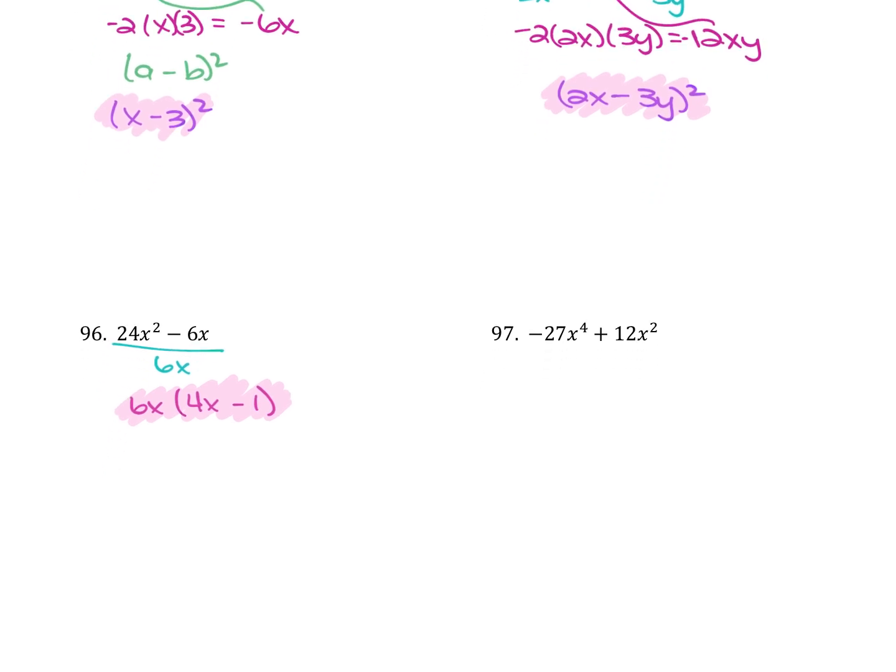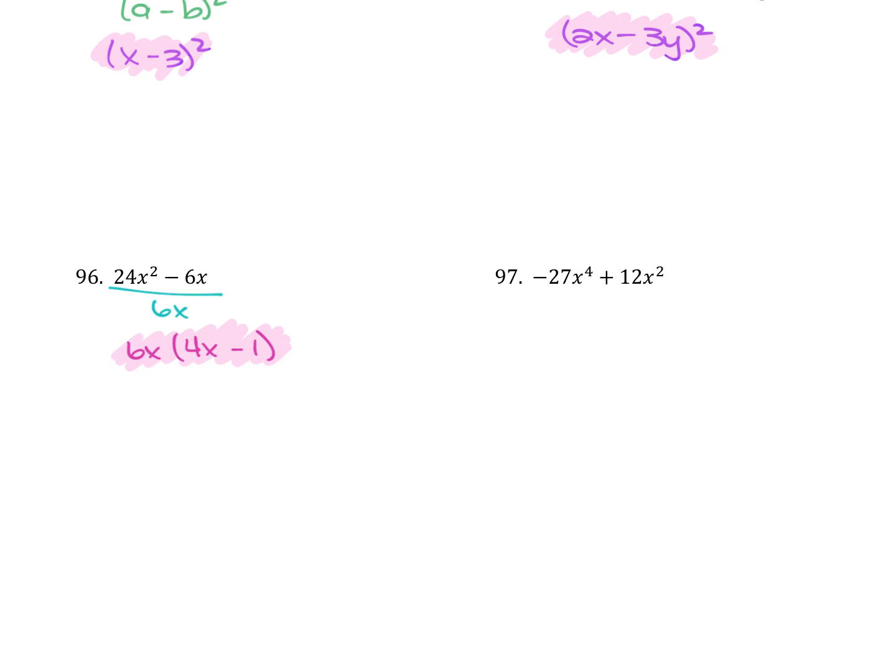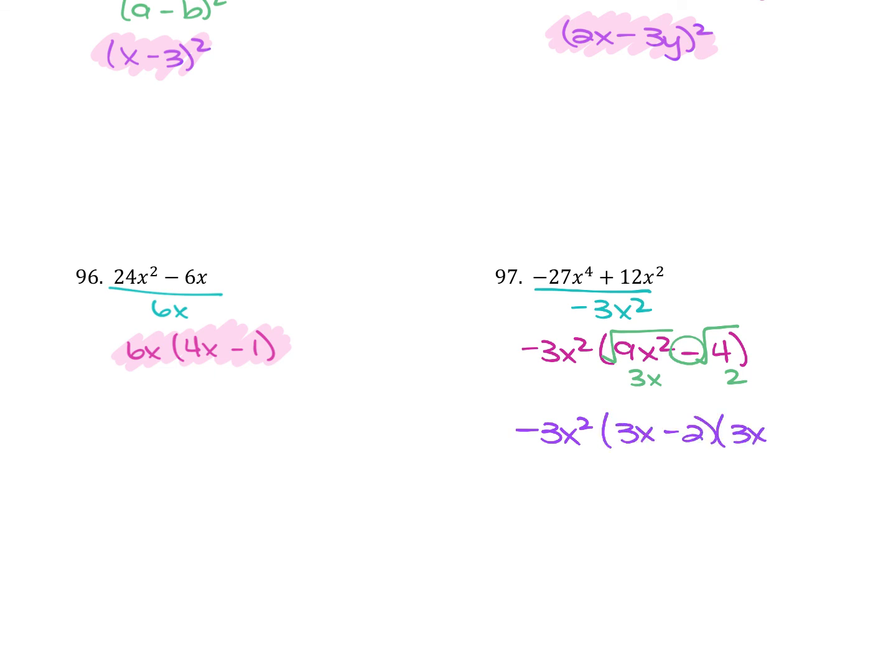For 97, you have negative 27x to the fourth power plus 12x squared. You're going to factor out your greatest common factor here, which is going to be negative 3x squared. This is going to leave us with negative 3x squared times 9x squared minus 4. You have a difference of squares in that set of parentheses. So take the square root of the first term, take the square root of the second term. You have 3x and 2 separated by a negative. So this is going to factor fully to be negative 3x squared times 3x minus 2 times 3x plus 2. You have to remember with these to factor completely.